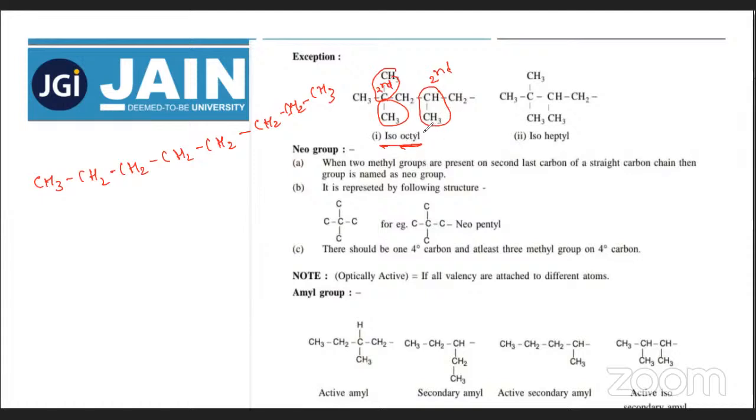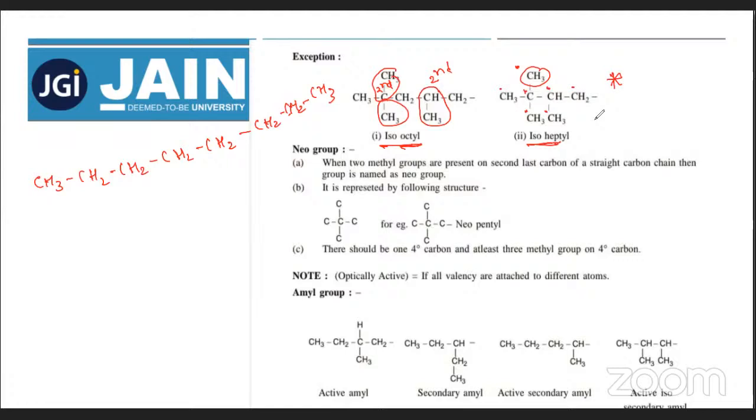Still, this is called isooctyl, and this is also known as isoheptyl. Why are we saying heptyl? Because in total we have 7 carbons: 1, 2, 3, 4, 5, 6, 7. Okay, so this is an exception. This is important for you. You should remember all this. Okay, you have to remember the exceptions.